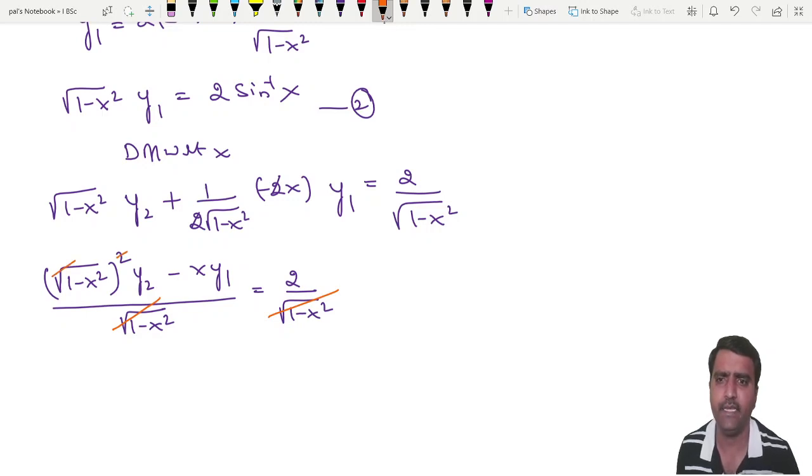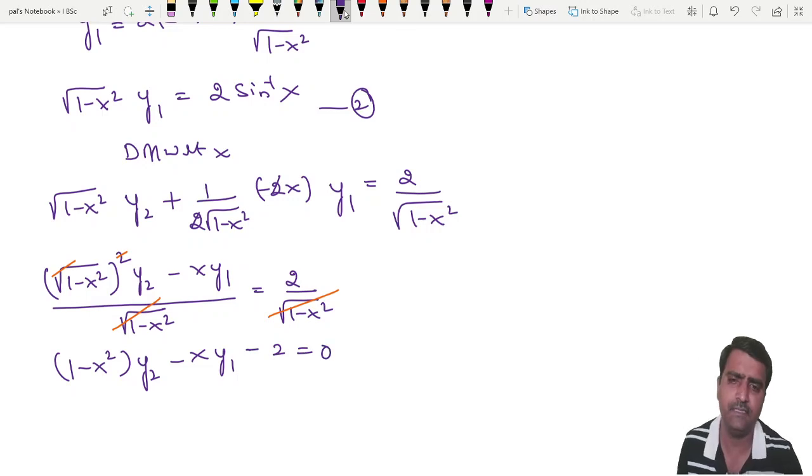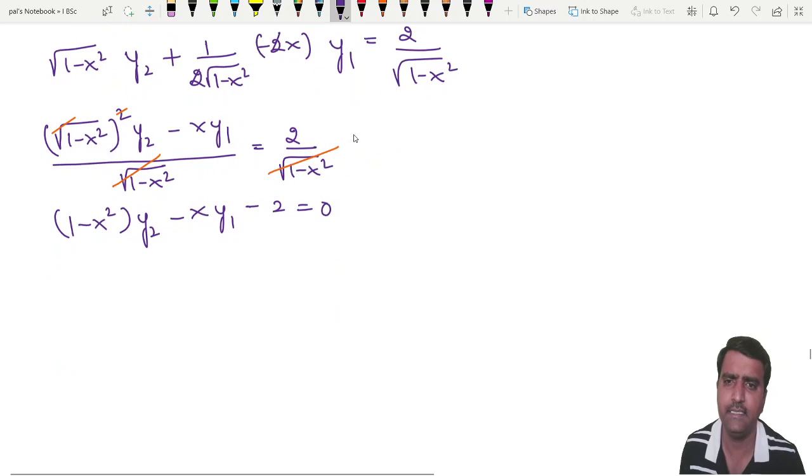So then what remains here is 1 minus x square into y2 minus x y1. Take this 2 to the left hand side, it is minus 2 is equal to 0. So this is the result you obtained, that is y2. So you take this expression as 3.